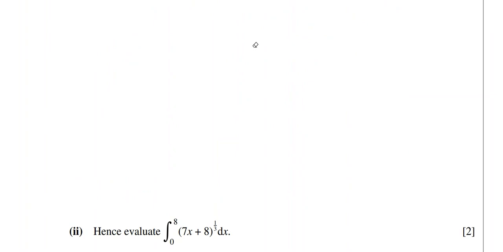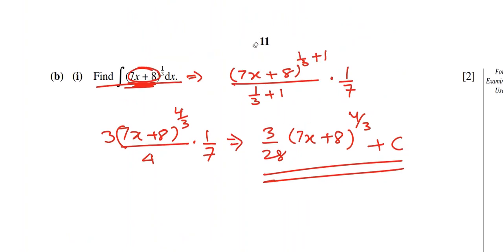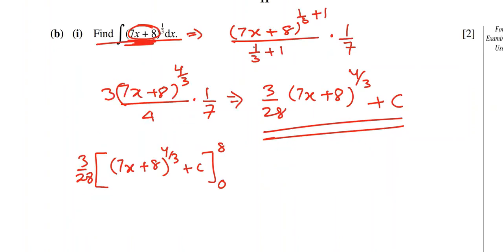Hence evaluate this. Oh, it's from 0 to 8 and exactly the same, right? Yeah, it is exactly the same. That means we have to evaluate the same answer, which is this 3 over 28. Let's keep it out. Okay, 7x plus 8 to the power 4 over 3 plus c, from 0 to 8. So that will be 3 over 28.